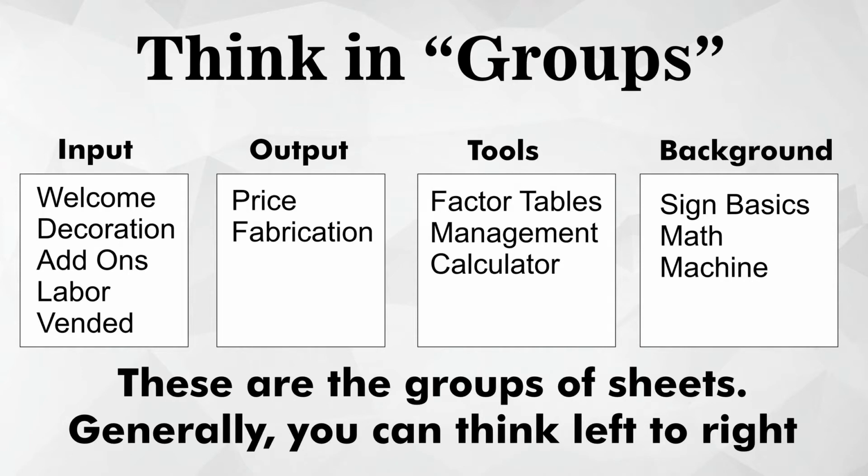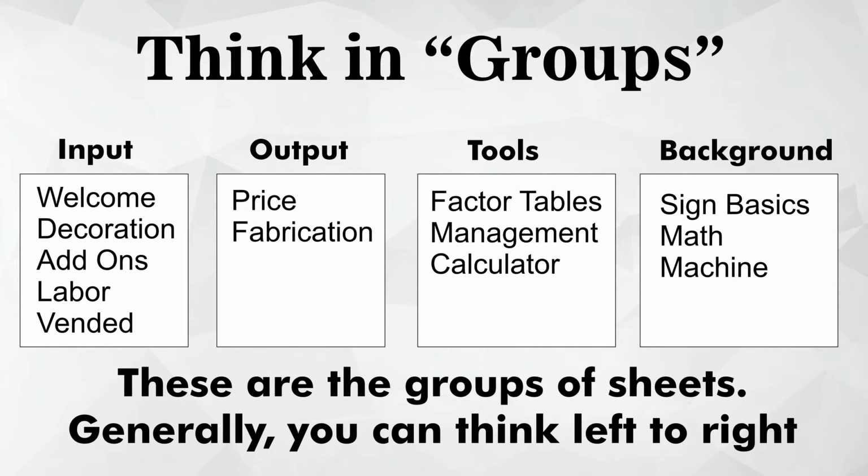In the input group, you have welcome, decorations, add-ons, labor, and vended. The welcome sheet is where you put in the basic information. Decoration is just that. It's where you tell the system about large format imaging and various vinyls, lamination, and those issues. Almost every sign has add-ons. This covers everything from grommets, painting, to permits. Next is fabrication labor and vended parts.